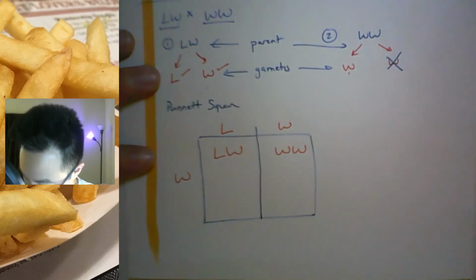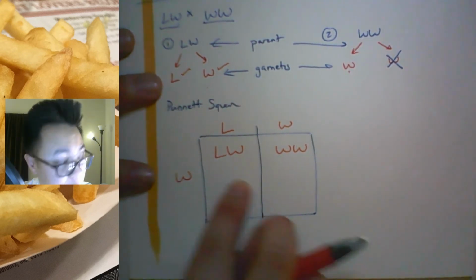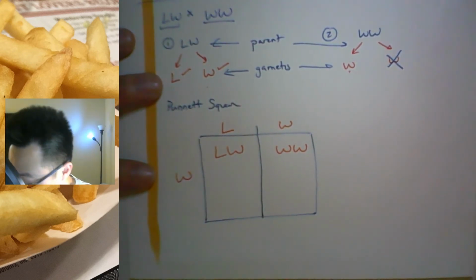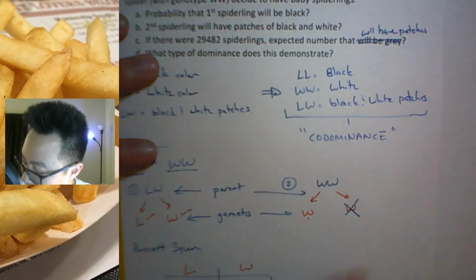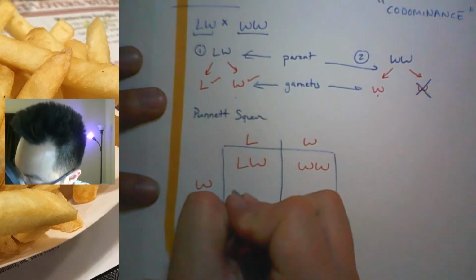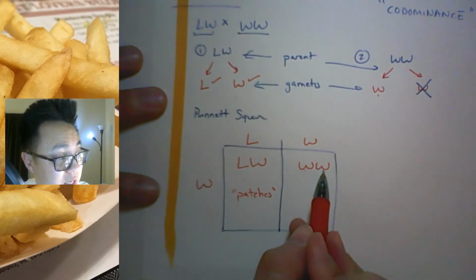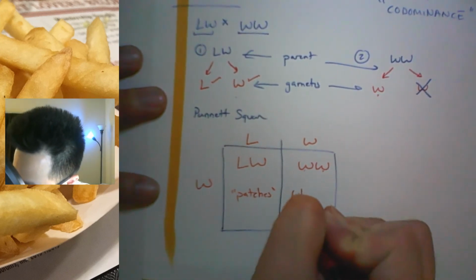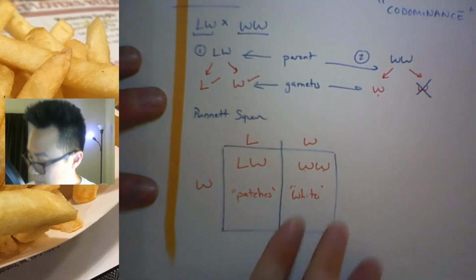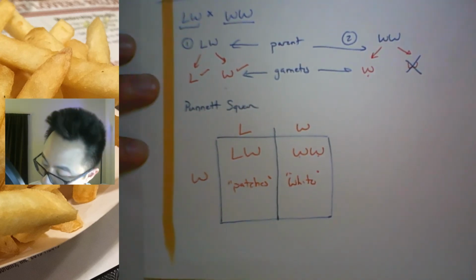Okay? All right, I like to leave a little space to determine the phenotypes. Big L, big W, according to what I know, gives black and white patches. I'm just going to put patches for short. And then big W here is for white. All right.